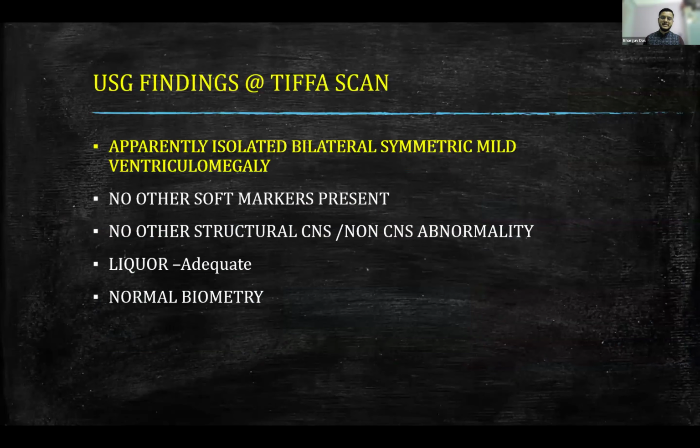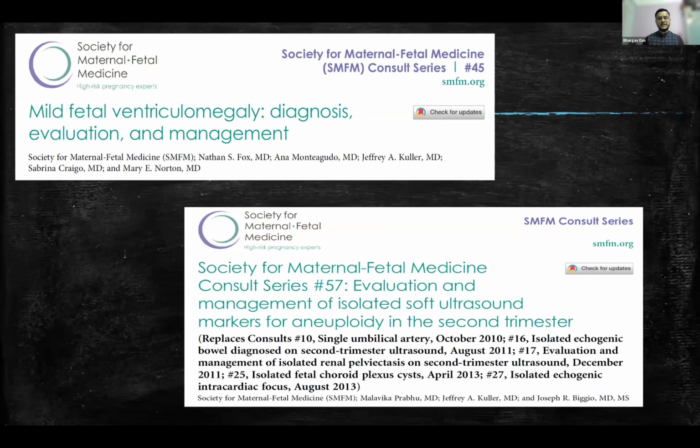So in the USG findings in the second trimester scan, we came to a USG finding of apparently isolated bilateral symmetric mild ventriculomegaly. No other soft markers were present. No other structural CNS or non-CNS abnormalities we can detect. The liquor is adequate and the fetus has a normal biometry. So at this point, the next step is counseling, how to counsel the patient.